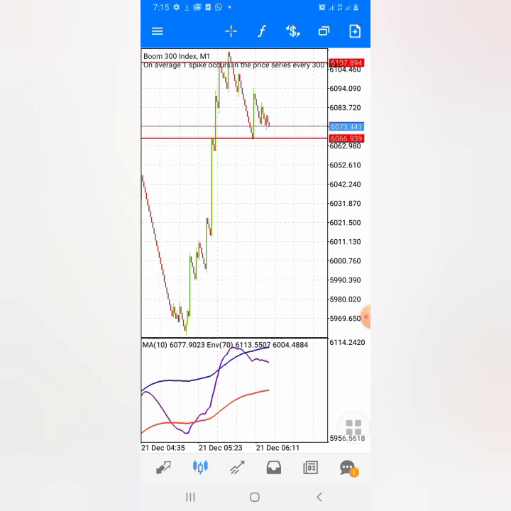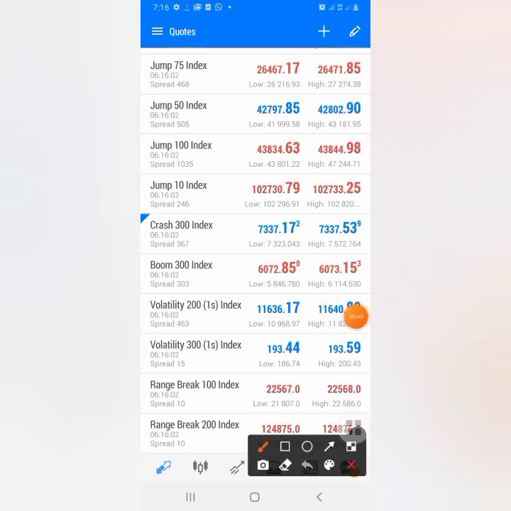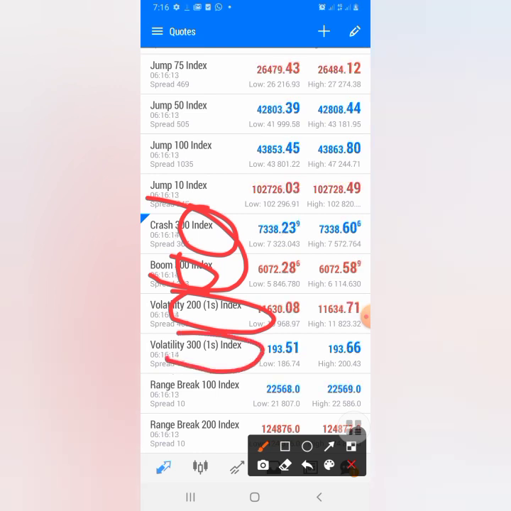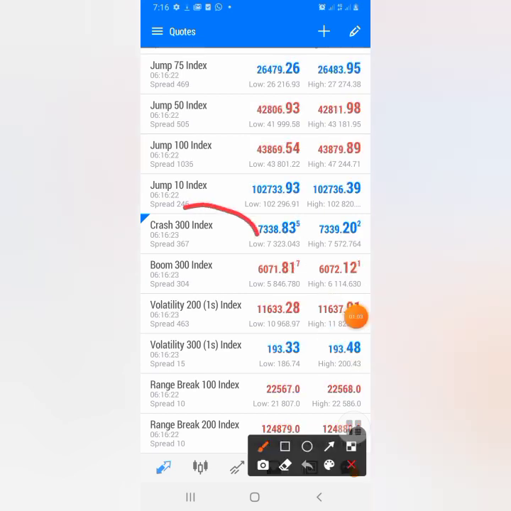If you don't know that the Reef has launched new indices, just know that they have launched two indices. We have the Crash 300 and the Boom 300. Also we have the 200x and 300x. So these are the newest launch of the Reef, but me personally, I love to trade the Crash 300 and the Boom 300.